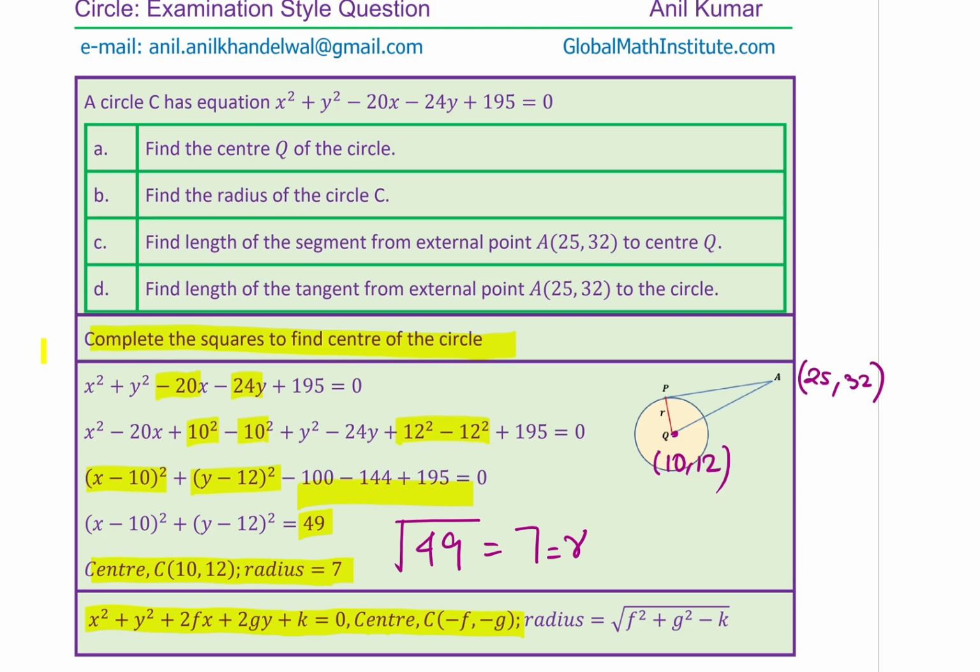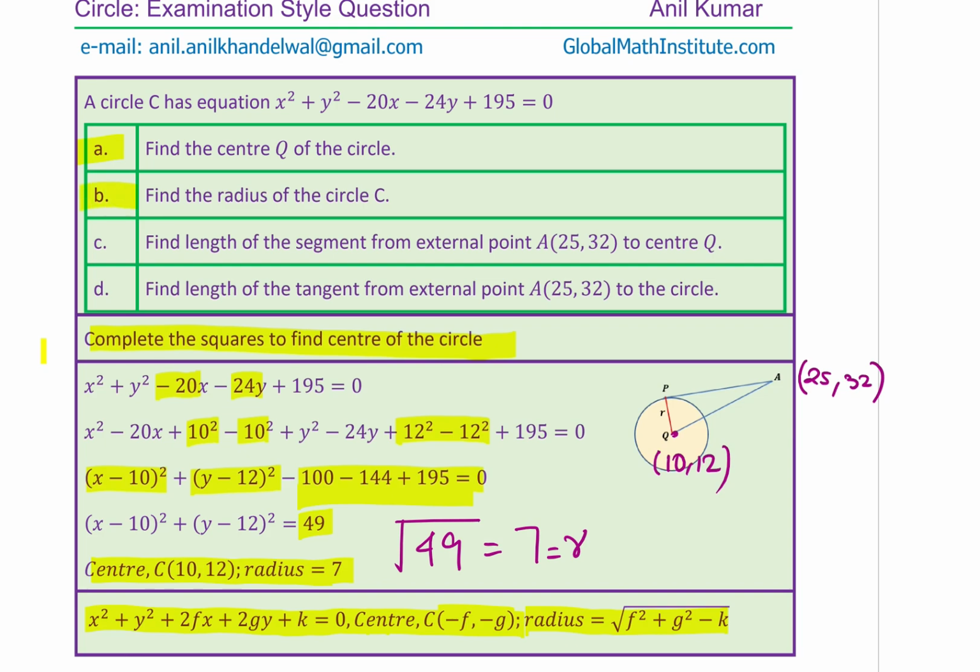So with a negative sign. So negative f, negative g, and the radius will be square root of f squared plus g squared minus the constant, as you can clearly see here in the calculations done. Is that clear to you? So we have done part A and B.